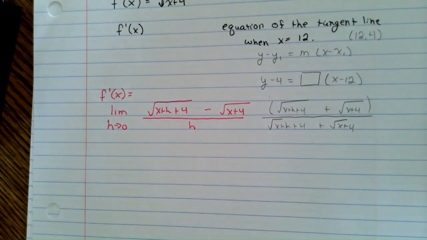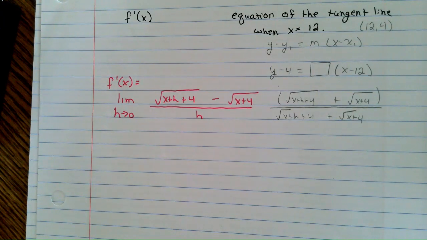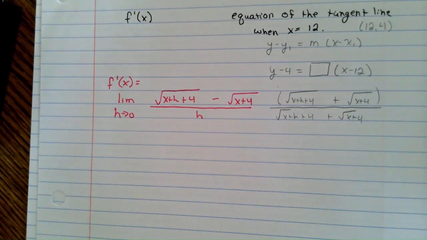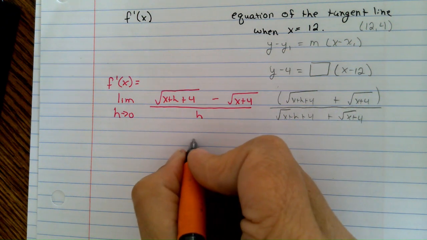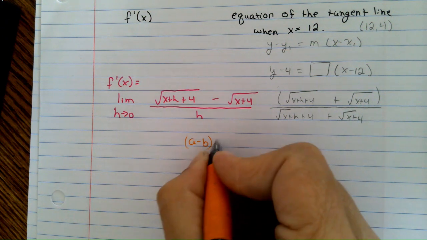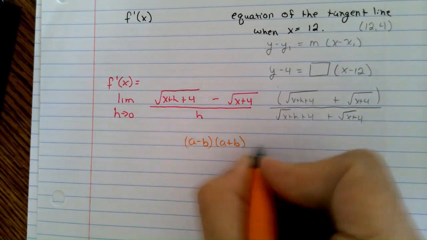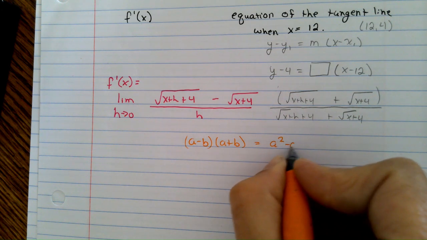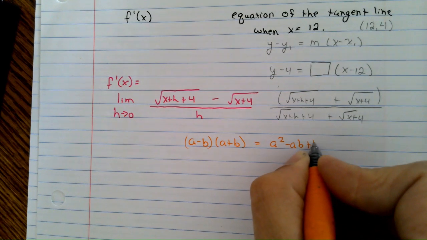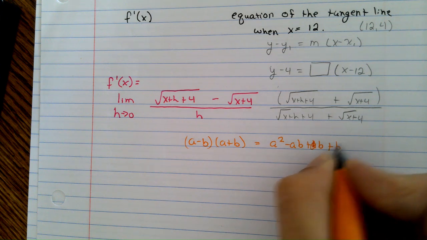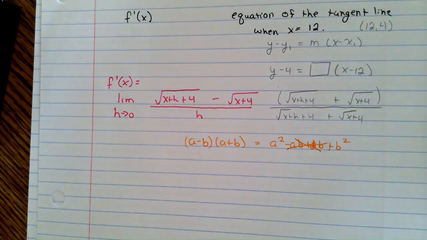And I'm not going to actually distribute the bottom. I'm only going to multiply the top. And here's why. Quick note and a reminder, if you take a minus b and you multiply it times a plus b, you get a squared minus b squared. These will cancel out every single time.